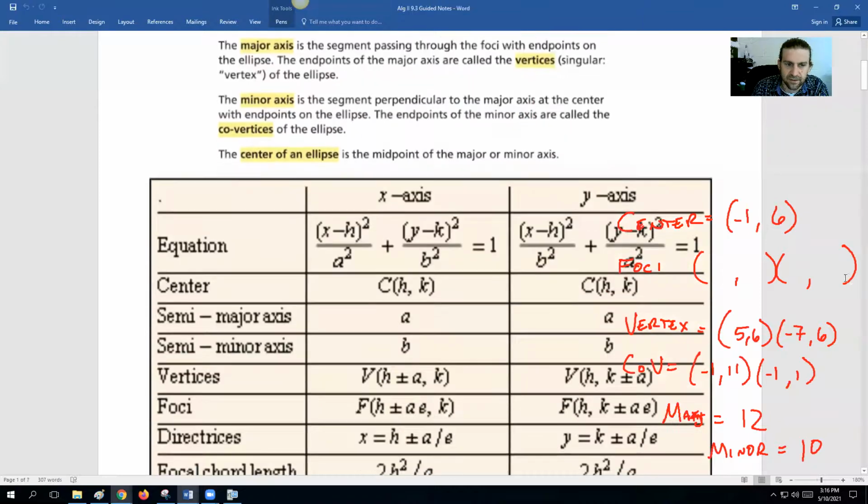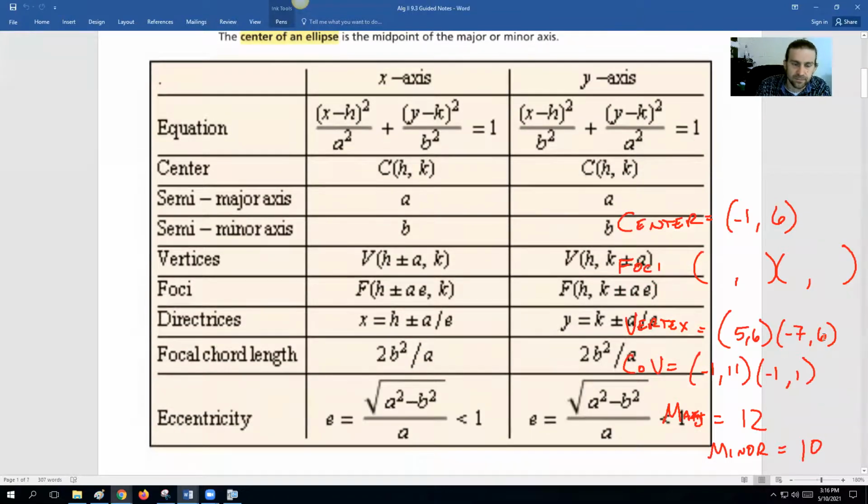All right, so let's see if we can find the formula for the foci. Now, this is a horizontal one. So the formula that we're going to use, I'm going to write this down here, is H plus or minus AE, comma K, where E is the eccentricity. All right, so this is kind of crazy here. This is going to be H plus or minus AE, comma K. All right, so E is equal to the square root of A squared minus B squared, over A.